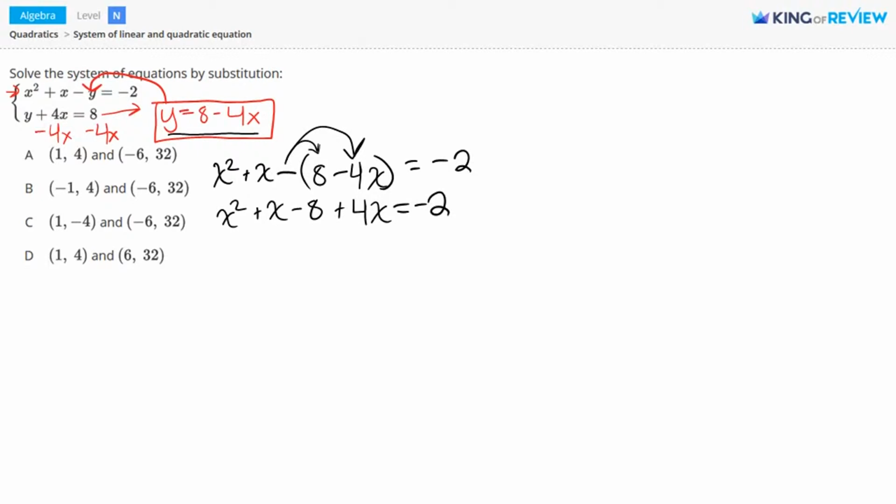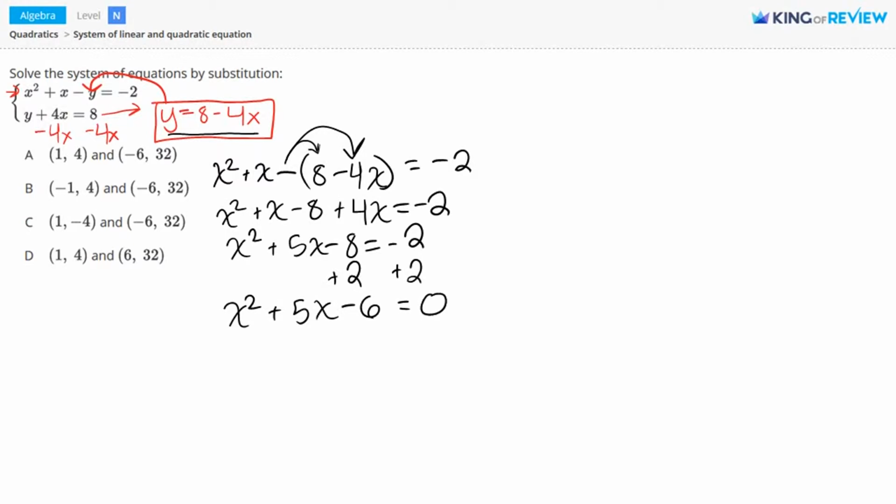Now let's combine like terms on the left-hand side. We have x squared plus 5x minus 8 equals -2. I want to get a 0 on the right-hand side, so I'm going to move this -2 over. So I'll add 2 on both sides. Now I have x squared plus 5x minus 6 equals 0.